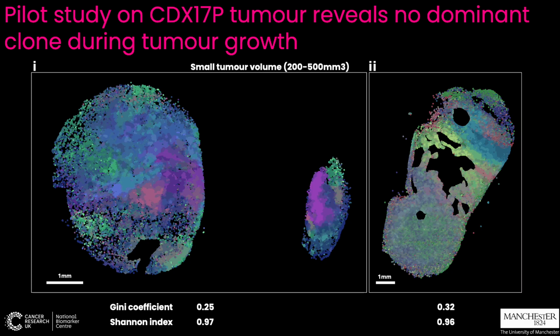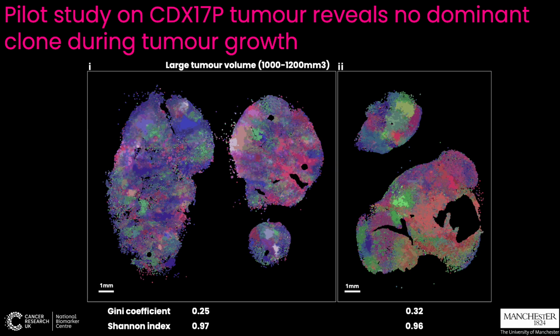So using immunofluorescence staining and the diversity metrics, we conducted a pilot study to establish the growth kinetics and the analytical methods for small cell lung cancer tumors transduced with LEGO vectors. CDX17P tumors were grown in vivo and were harvested at different tumor volumes, including 2 small tumors and 2 large tumors. Clonal growth was observed in all of the tumors.